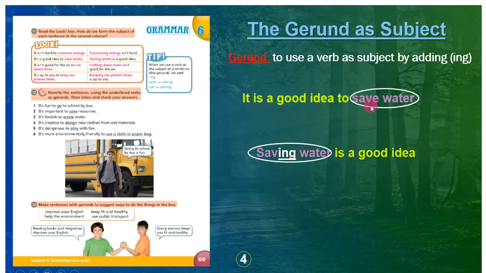So what did I do? I switched. Instead of having save water at the end, it will be at the beginning, plus I will add -ing here. So saving water is a good idea. We're going to remove it, of course, here, and then switch the two parts and remove "to" as well. Now, there's some rules here. If the verb ends with an E, we're going to remove the E and put -ing. And if the verb ends with a consonant and it's one syllable, I'm going to double the last letter, which is the T here, and add -ing.